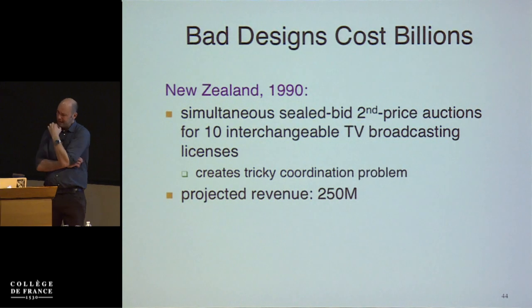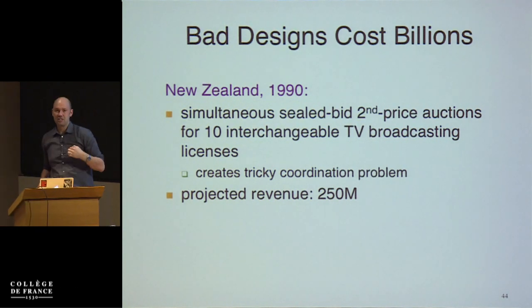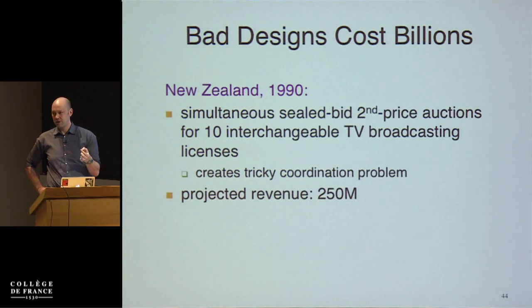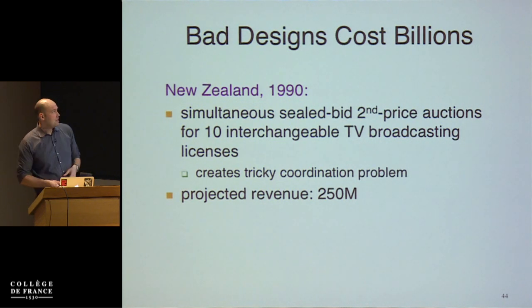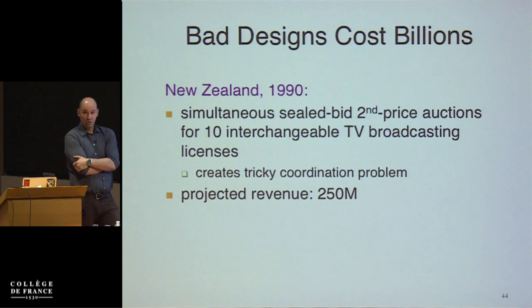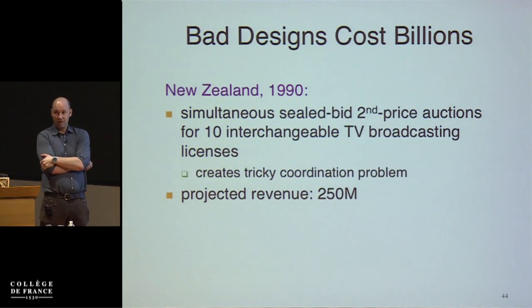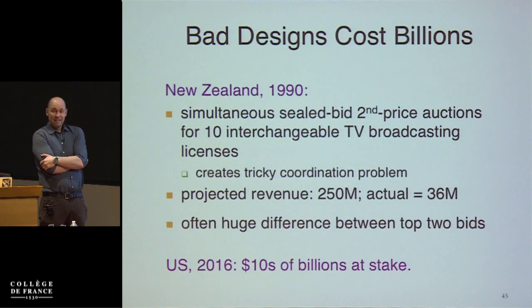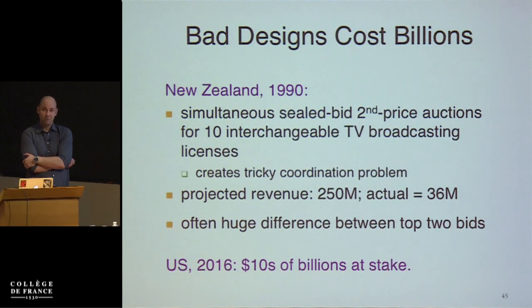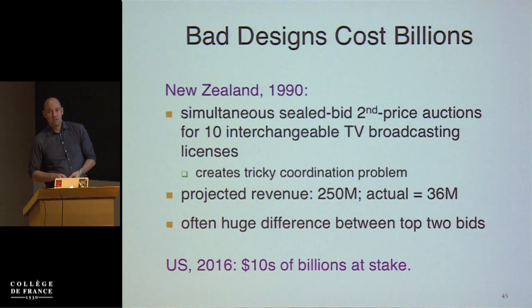Okay? And a good rule of thumb in auction design is if it's highly unclear how bidders should bid, that's going to be an unpredictable auction and one that's prone to poor outcomes. That's in fact what happened in New Zealand. They were hoping to make $250 million from this auction. So that would be $25 million per channel. Didn't quite work out. They didn't even get 15% of the projected revenue. Okay, they got $36 million.